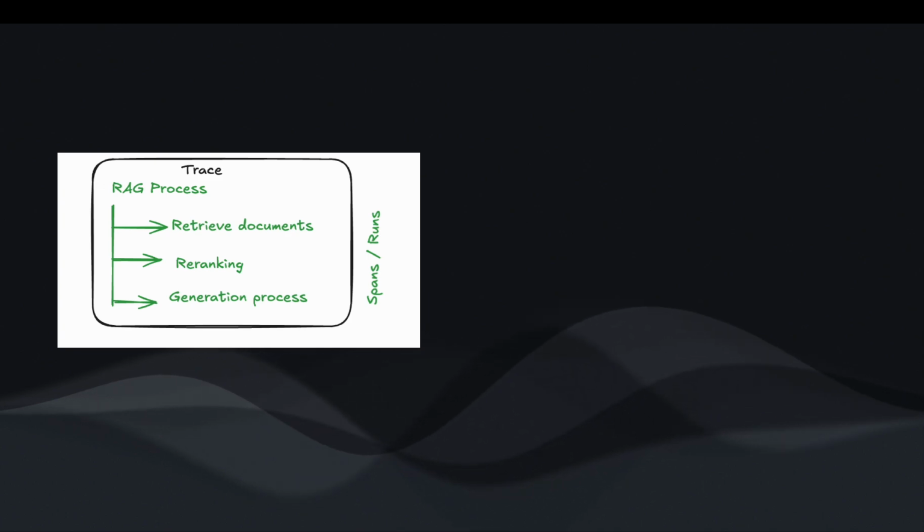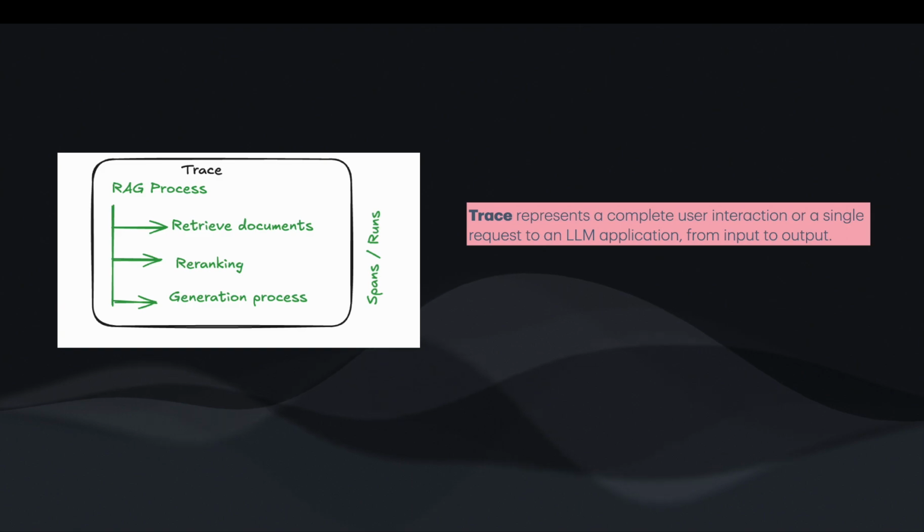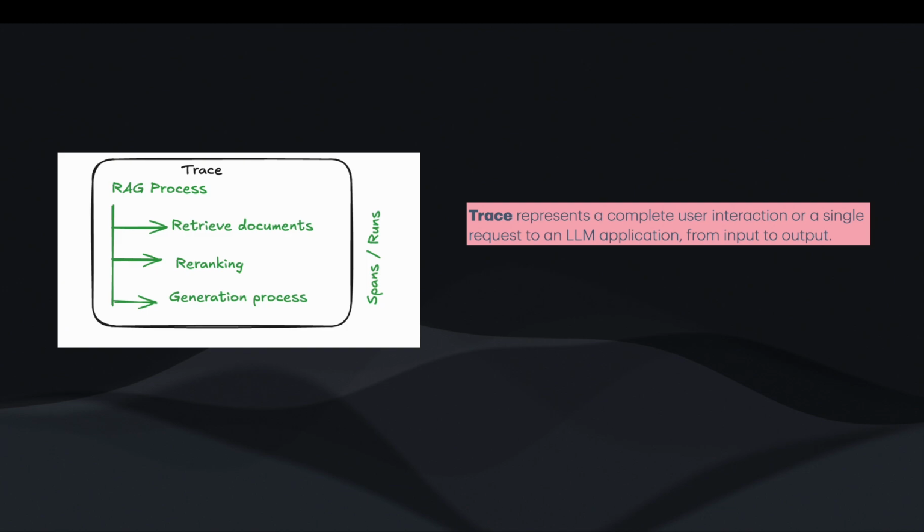So this trace is what we can call it as, if you are sending a user input to your LLM application, then this whole user interaction, or a single request which goes to an LLM from input to output, that is what we call a trace. So the complete user interaction that starts from the user firing a prompt or a question to your LLM application, till generating the response, it is a full trace.